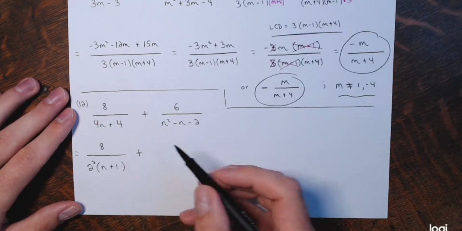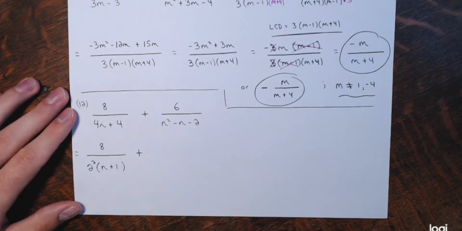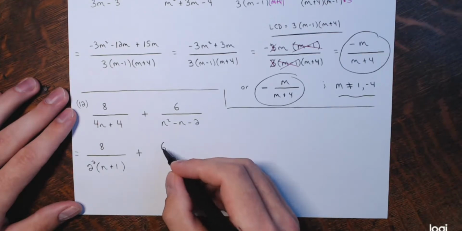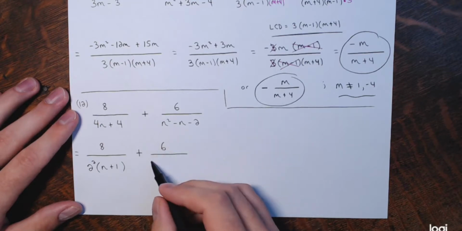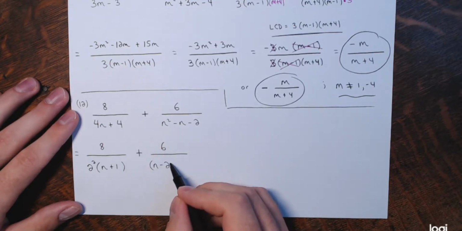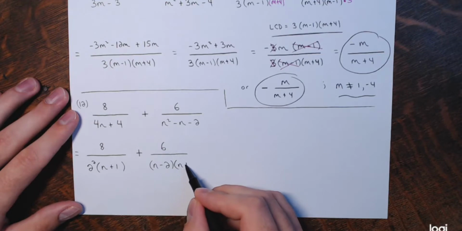Plus, again, I should have left some more space there, sorry. Second fraction, 6 over that denominator would factor to n minus 2 times n plus 1.